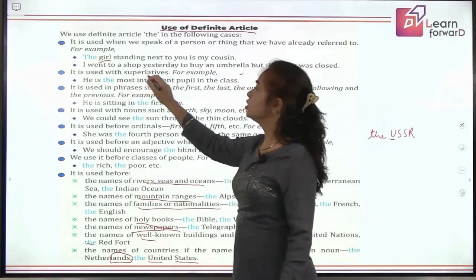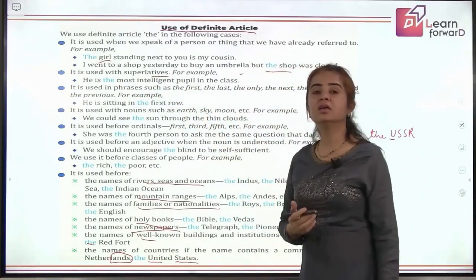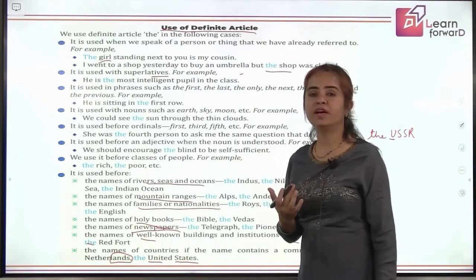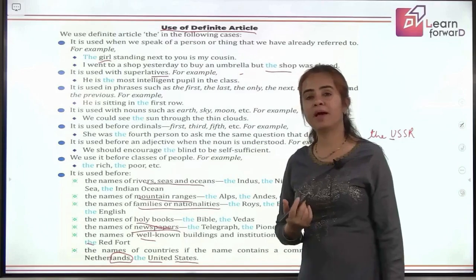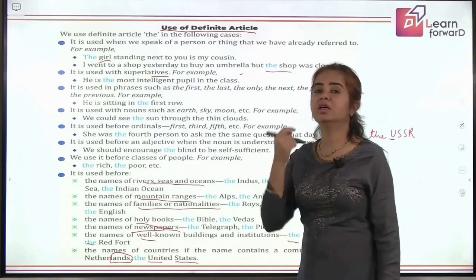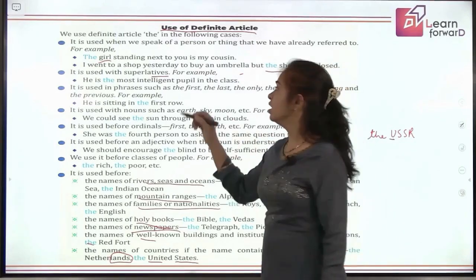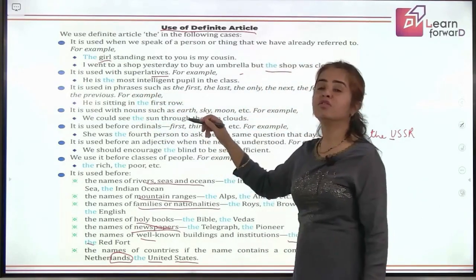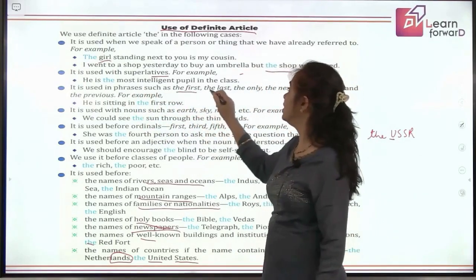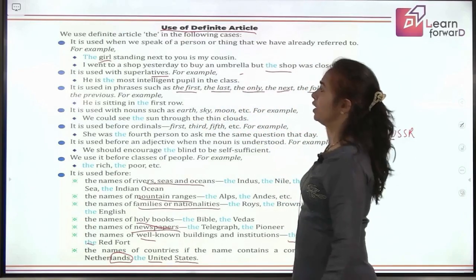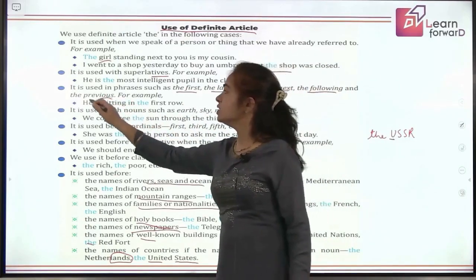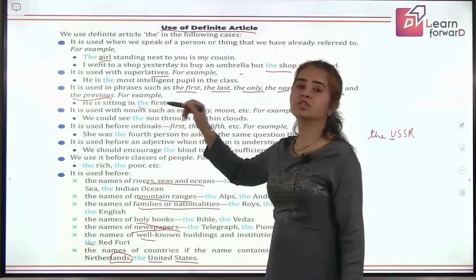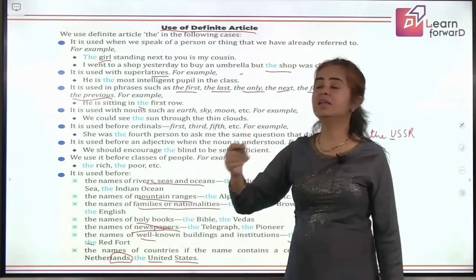It is used with superlatives. We have just learned in the previous chapter about the comparison of adjectives, the degrees of comparison in adjectives. There we learned that before superlative degrees, we use article the. It is used in phrases like the first, the last, the only, the next, the following, and the previous. So with these, we use the. He's sitting in the first row. She sits at the last bench.